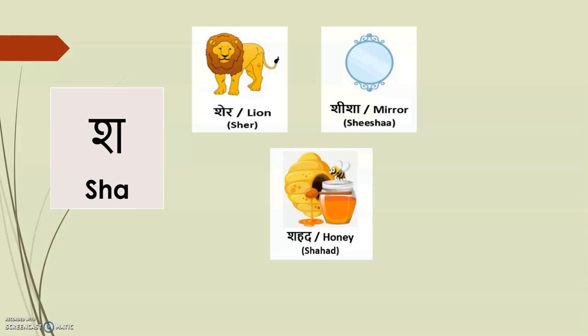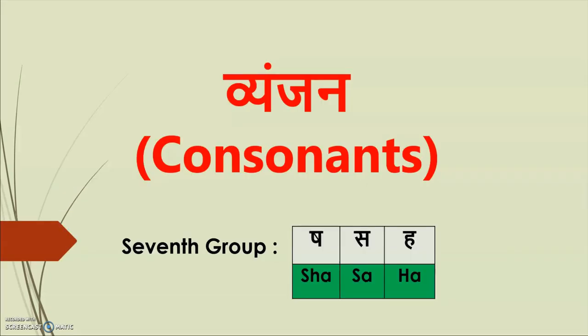I hope now the sixth group of consonants with examples is very clear to you. The seventh group includes the following consonants. The first one is Sh. The next one is S. And the third one that we see here of the seventh group is H. I will be explaining the seventh group of consonants with examples in detail.